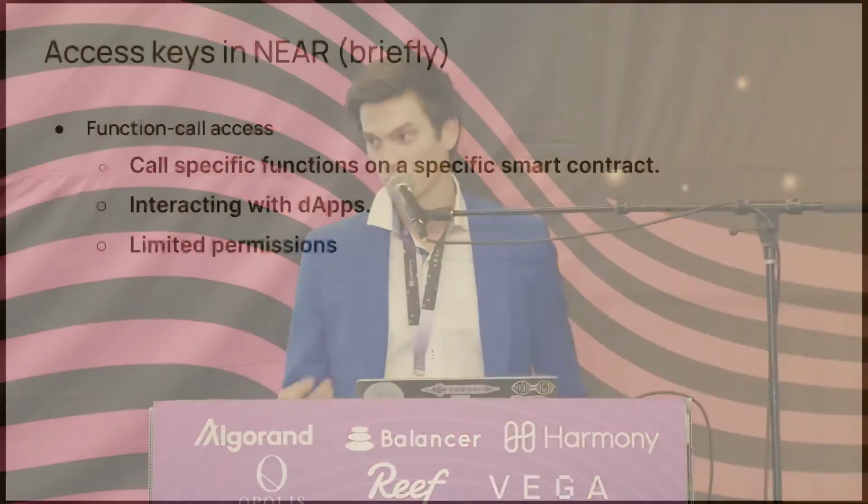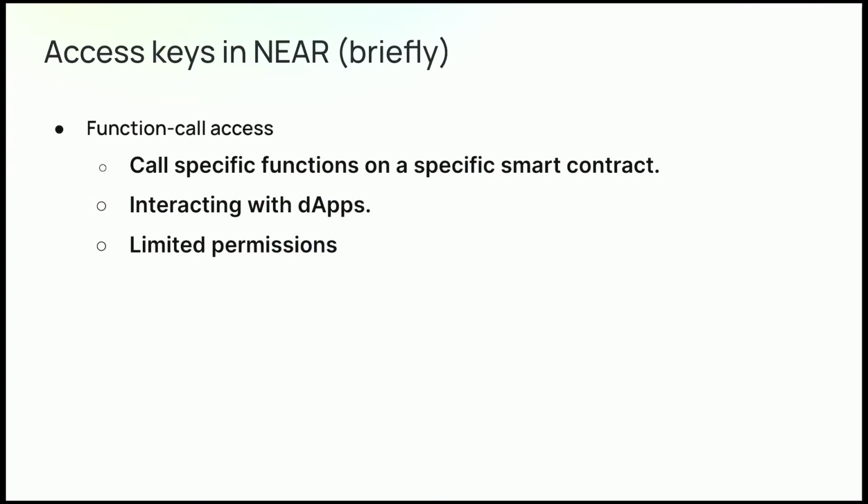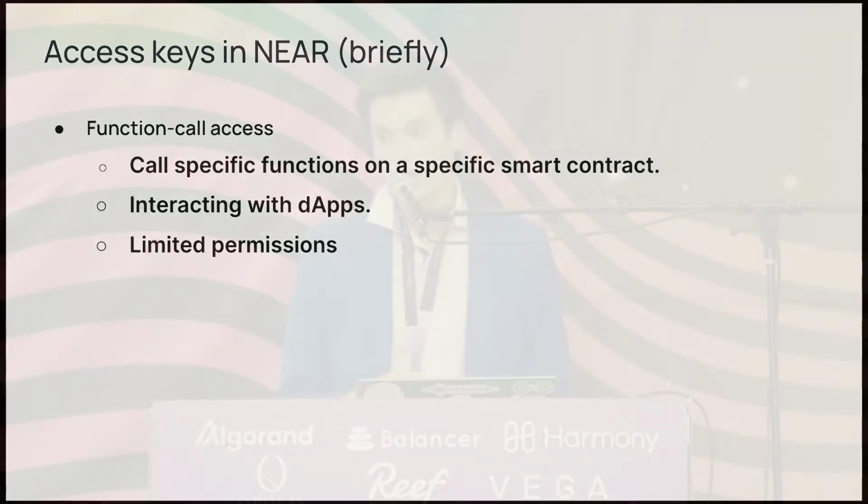So Near actually has two types of what's called access keys. They have a function call access key, which allows you to call specific methods on specific smart contracts, right? And so this is what's used to sign into dApps. They have limited permissions, so you can't transfer funds. It's only for calling specific methods on a specific smart contract, right? So for example, you could have a smart contract with a method buy, and you're only allowed to call that one method on that smart contract with that access key.